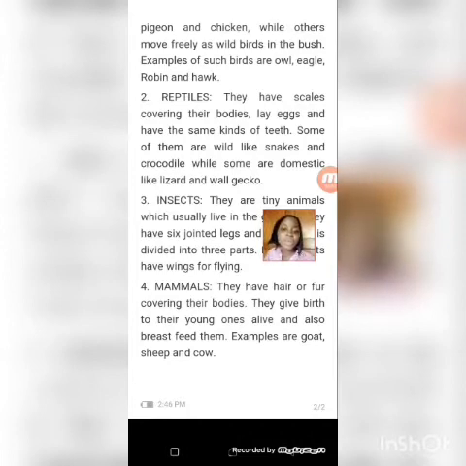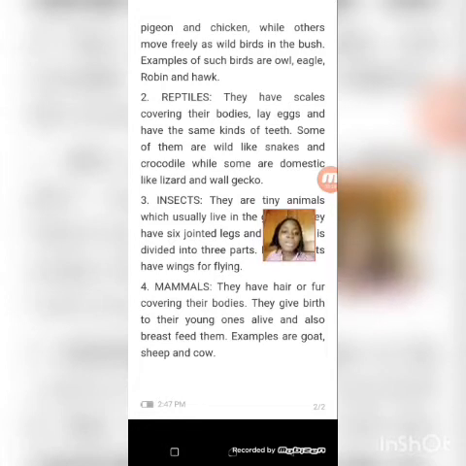Reptiles have scales covering their bodies. They lay eggs and have the same kinds of teeth. So reptiles have scales covering their bodies. They lay eggs also. You know, we say birds lay eggs to hatch their young ones or to reproduce. Reptiles also lay eggs and have the same kind of teeth. Like humans, we say we have different kinds of teeth. We have the molar, we have the premolar, we have the incisors, but reptiles have the same kind of teeth.